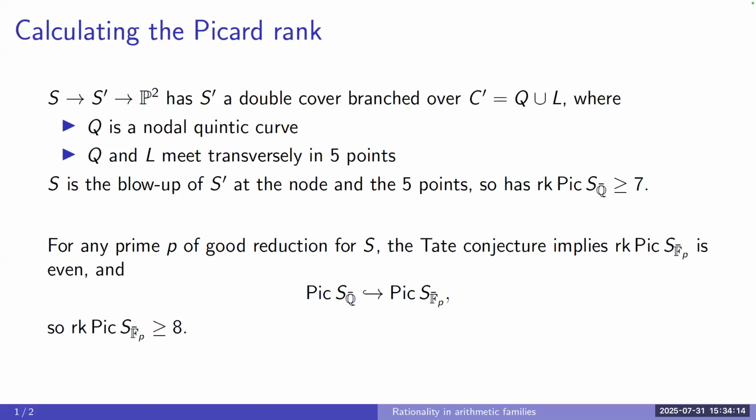And so now to control Picard rank, I want to start looking at reductions mod P. As I mentioned, you always have this inclusion of the geometric Picard group over Q mapping to that over F_p bar. And so if you had some prime where the Picard rank was 7, then you would win. But the issue is that the Tate conjecture for K3s implies that mod P, the geometric Picard rank is always even. So at best, you could bound it by 8. And so you need some extra work to differentiate this being rank 8 and this being rank 7.